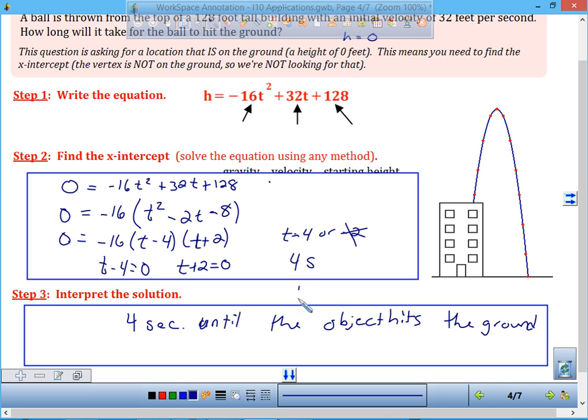Okay? So you have to just make sure you're understanding what to look for in the problem. Okay, if the height is 0, they want to know how long is it going to take to get there. You have to factor and find the solutions. If you can't factor, then you can use one of our other methods, completing the square, or you can use the quadratic formula as well. Okay, quadratic formula always works.